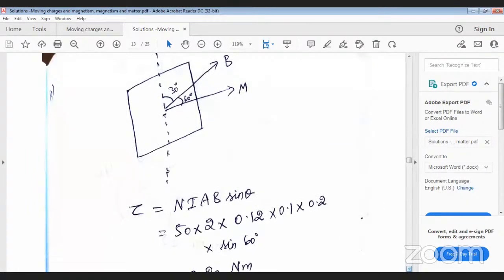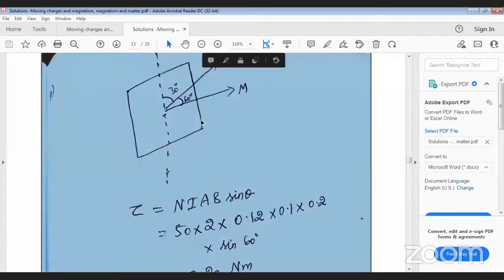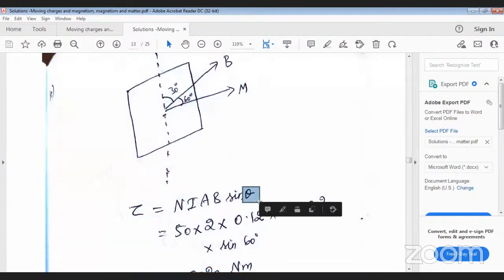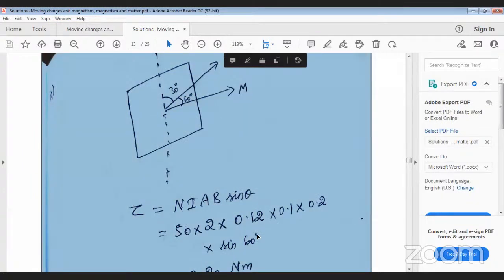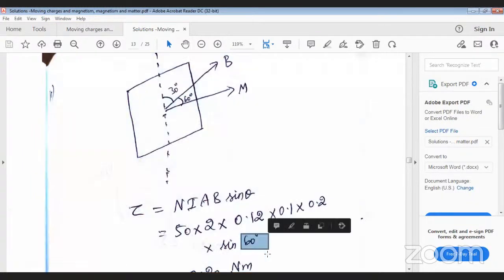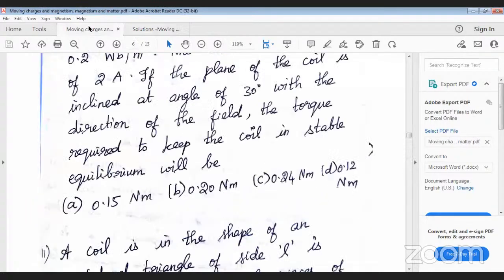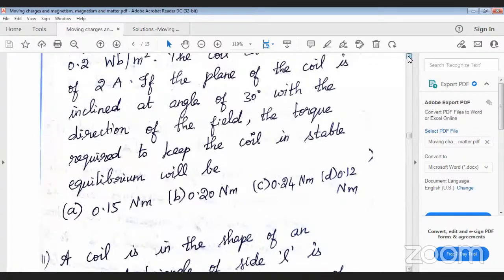It is 30 degree, which means the remaining angle with the magnetic moment will be 60 degree. So theta should be 60 degree, because the angle with the magnetic field is 30 degree. That means the remaining angle is 60 degree here, so you need to put sin 60 degree. So NIAB sin theta, where N is the number of turns.